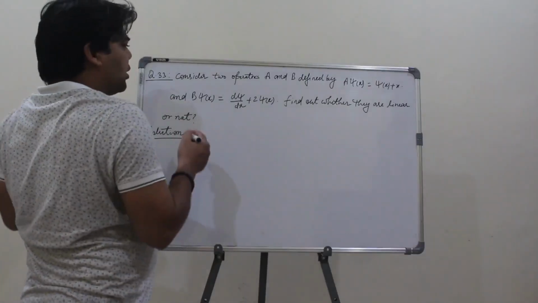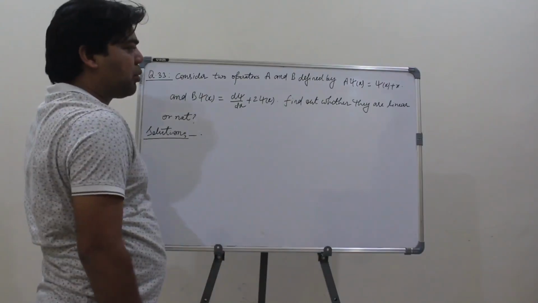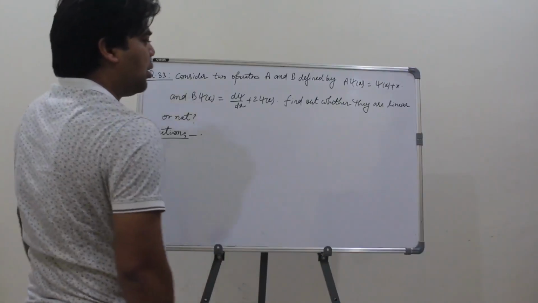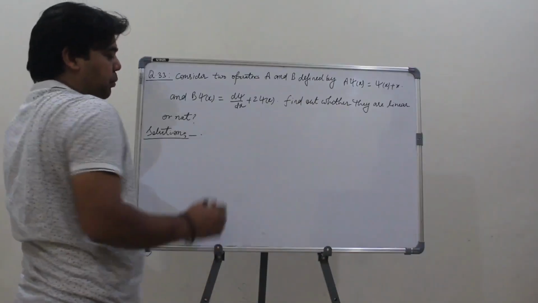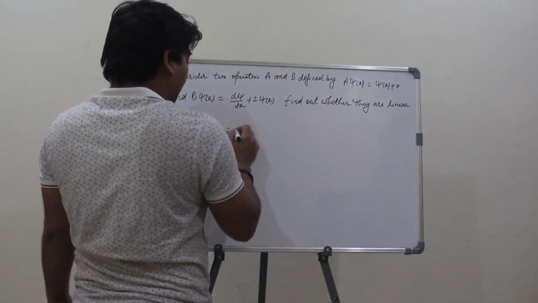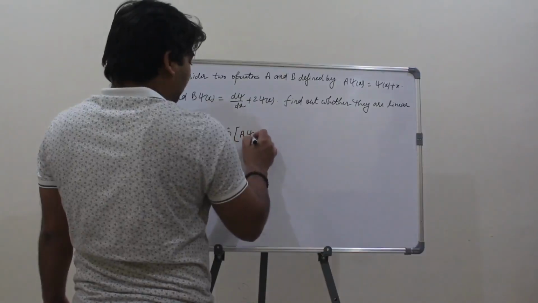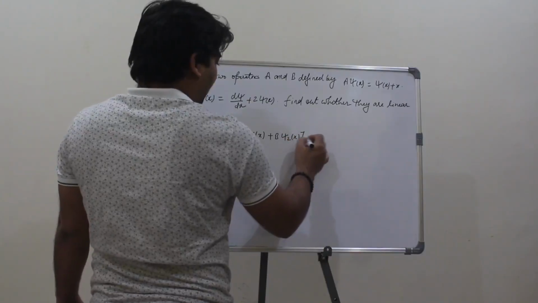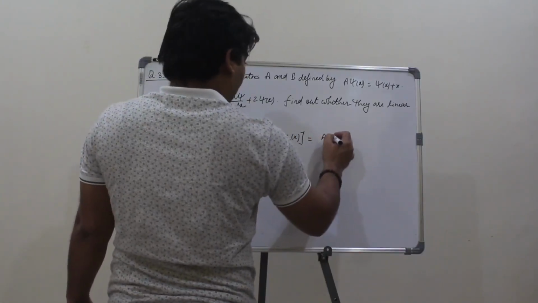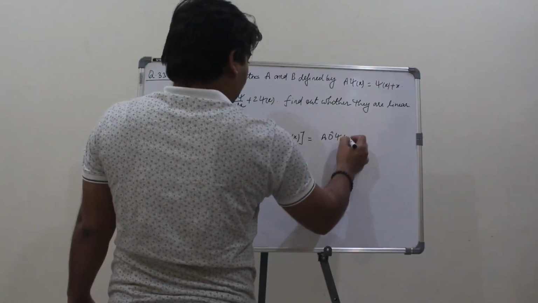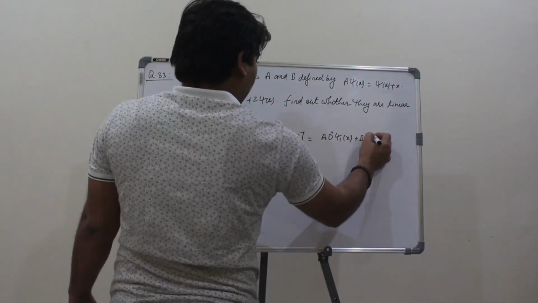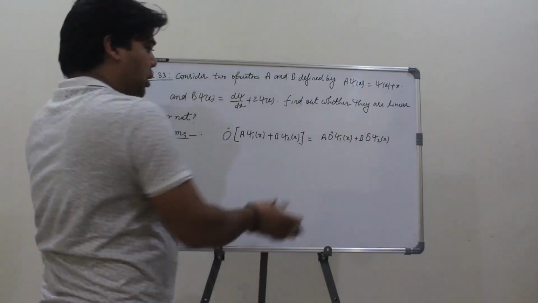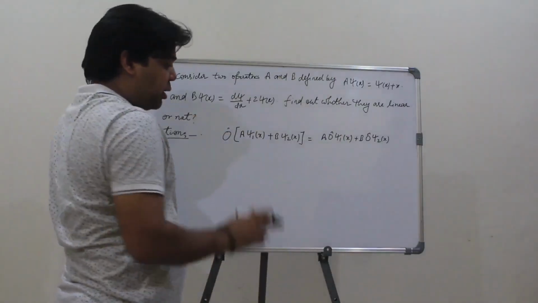Number 33 says: consider two operators A and B defined by A psi(x) equals psi(x) plus x and B psi(x) equals d psi by dx plus 2 psi(x). Find out whether they are linear or not. The linearity condition says that operator A acting on c1 psi1(x) plus c2 psi2(x) should give c1 A psi1(x) plus c2 A psi2(x). Now we will check whether these operators satisfy this condition or not.